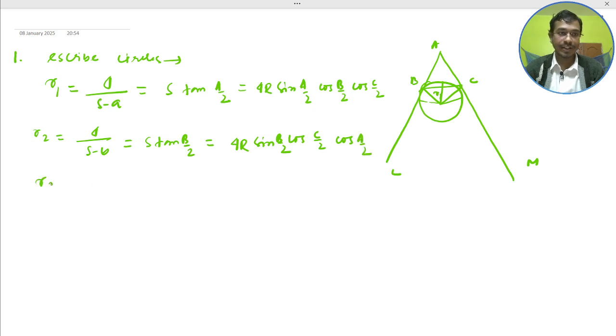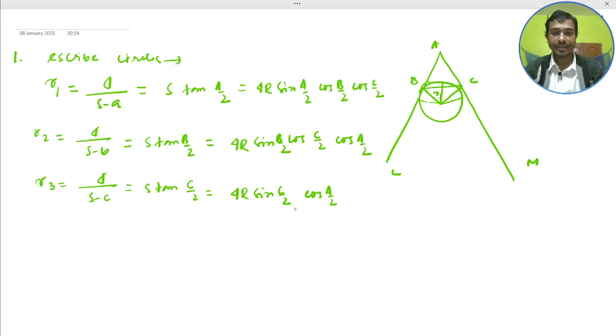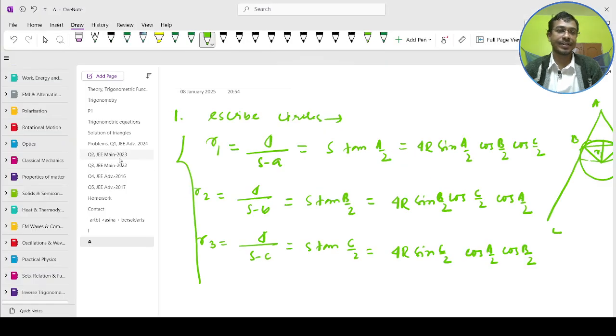Next, for the R3, that is del by S minus 3, so S tan C by 2 would become 4R sin C by 2 as usual. In the same type of recurrence, cos A by 2 and cos B by 2. These are the radius of the circle, the circumscribed circle. So we just conclude here our theory discussion session.